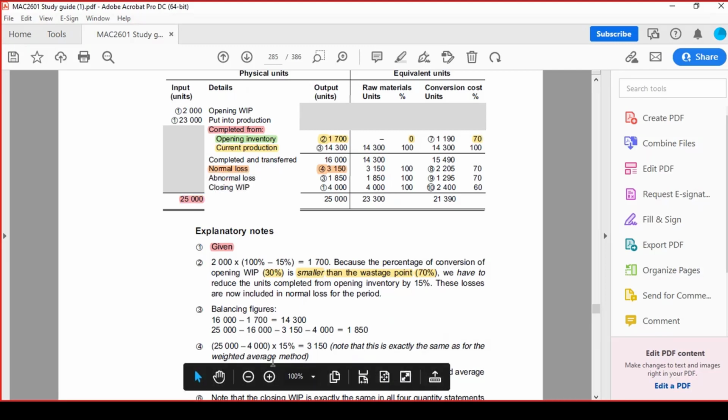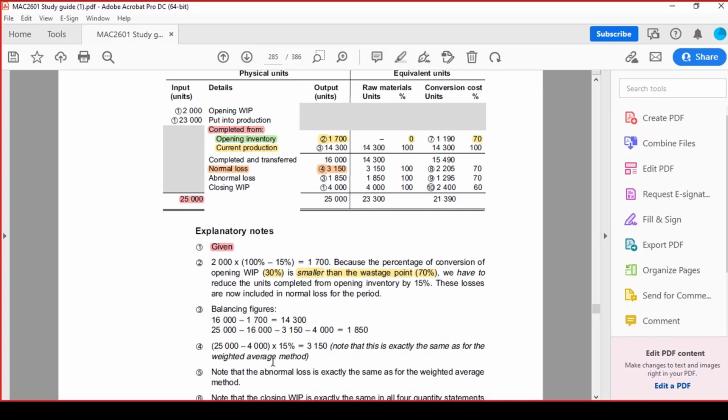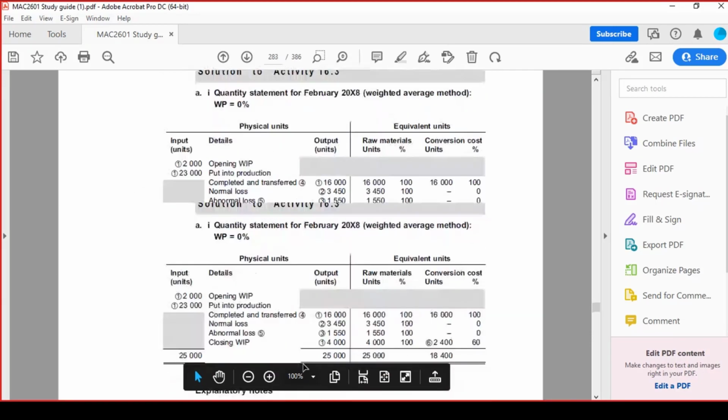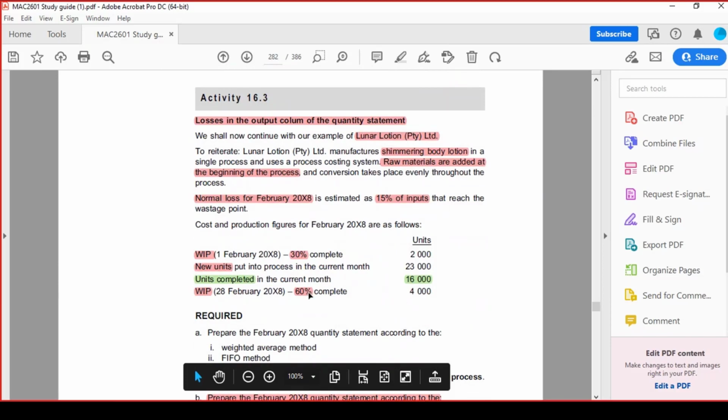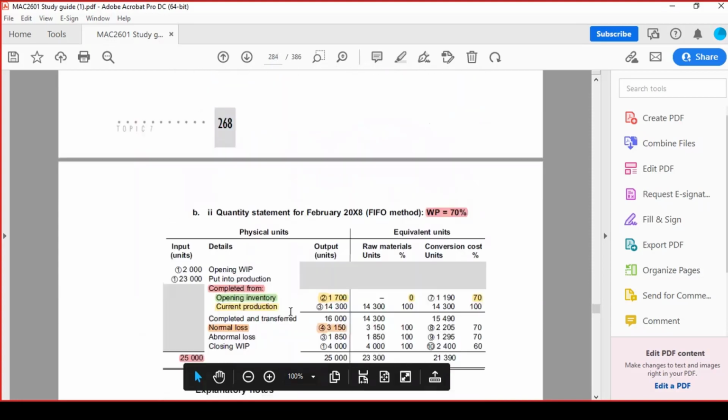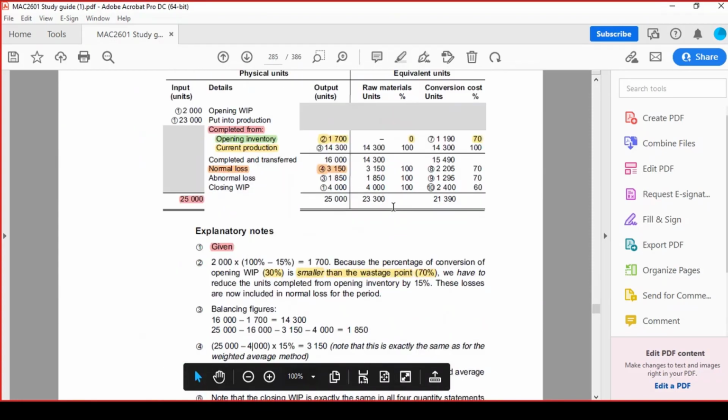Then I go to my closing WIP. Is my closing WIP smaller than the 70%? Closing WIP is 60%. Is my 60% less than the 70, 70 being the wastage point? The answer is yes, it is. And if it is, I will have to deduct it from my input. So you take 25, you minus the 4, then you multiply by the 15%. That will be your normal loss.